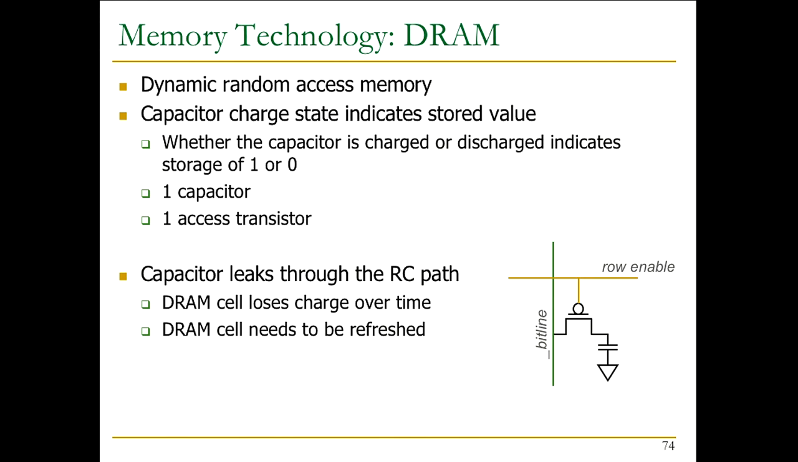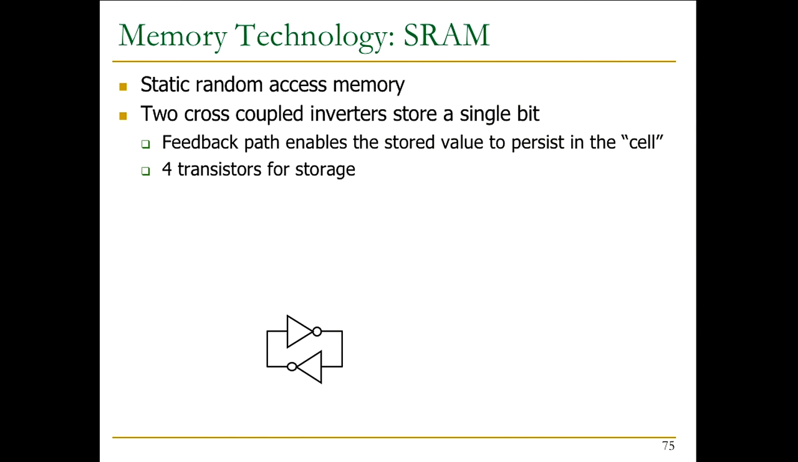But this is a very dense technology, as you can see. It's one capacitor, one transistor. That's it for the cell. SRAM, on the other hand, is static. It's not dynamic. It's not based on a capacitor. But it's more expensive because it requires 2 cross-coupled inverters to trap the value in it, to store a single bit. This feedback path enables the stored value to persist, not in the sense of non-volatile persistence, but as long as you're powered on, the cell actually keeps its value. It doesn't lose that charge.